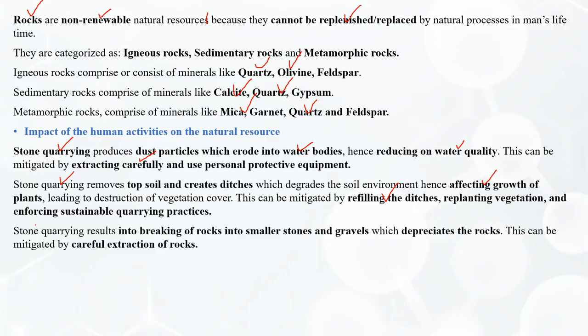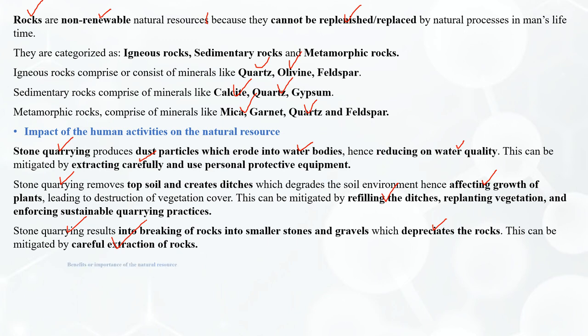Then also we have that stone quarrying results in breaking of logs. Still, the human activity is stone quarrying, breaking rocks into small gravels which depreciates the logs. This can be mitigated by careful extraction of logs. But we said we don't need very many points. I encourage people to give only 2 or even 1, which is very well explained.